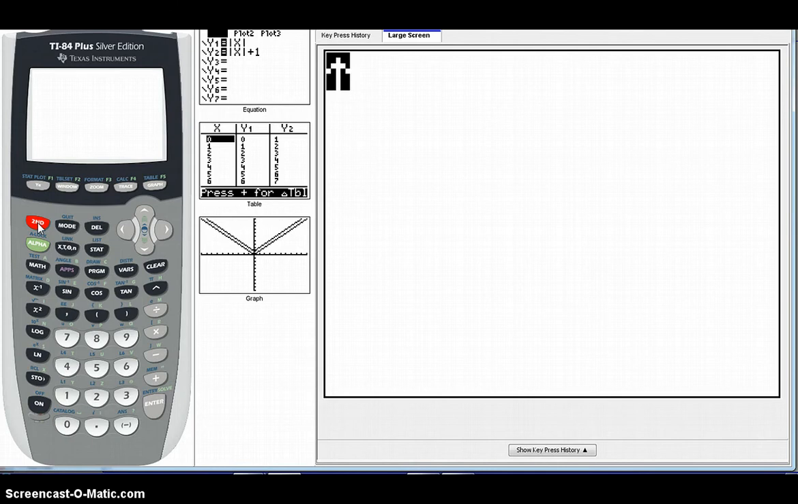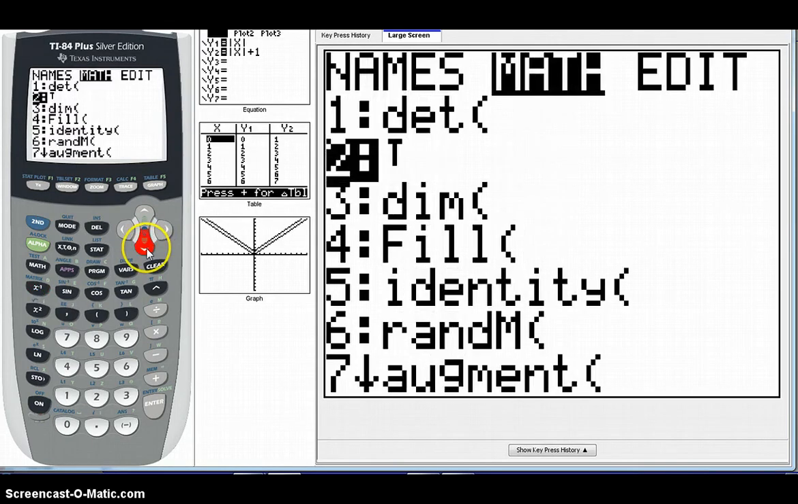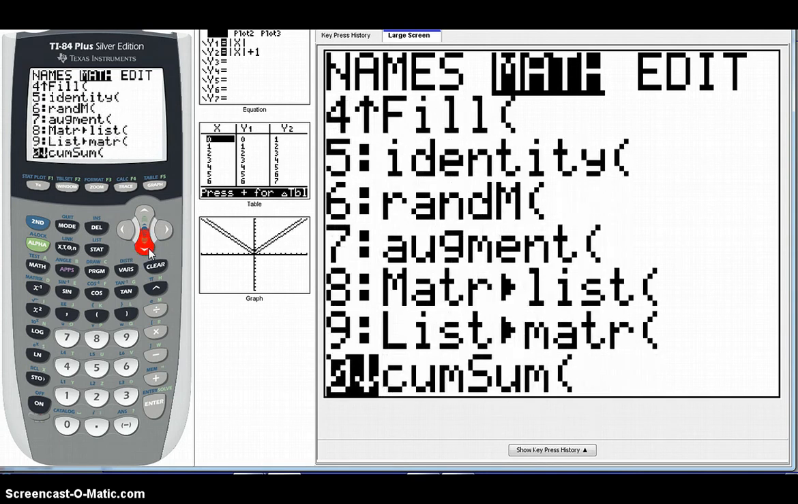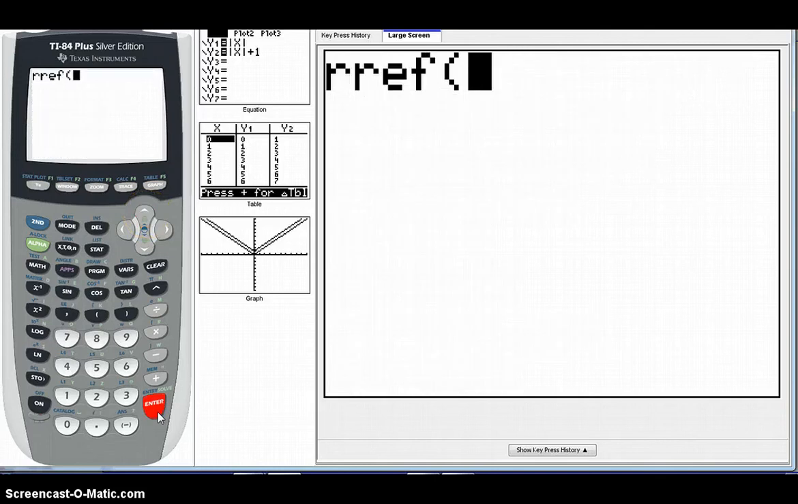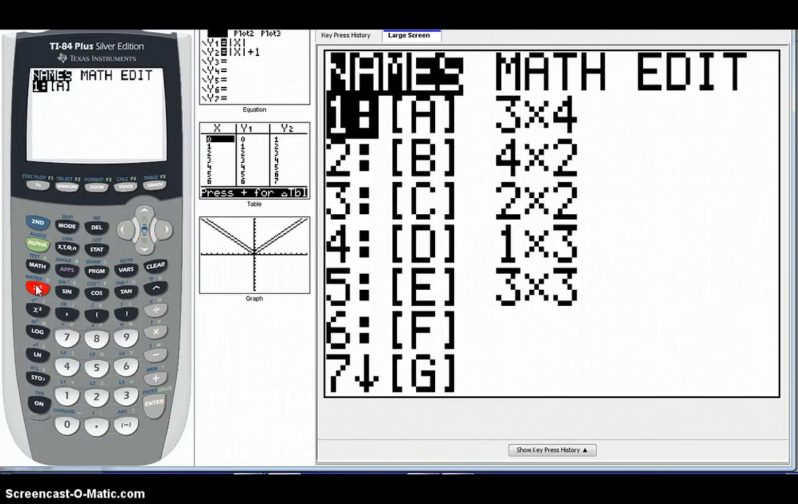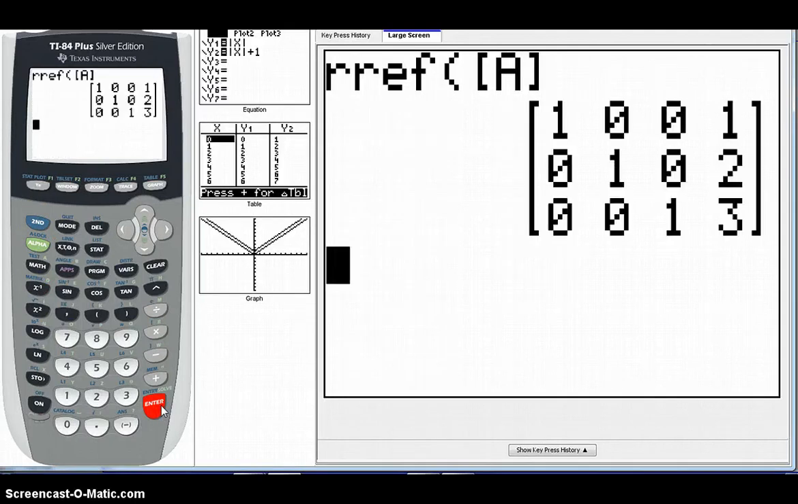Now we want to go over to, or down, I'm sorry, math, down to RREF. Press enter on that one, and then we want to recall the matrix that we selected, which was matrix A. So go back into matrix, and it's under matrix A. And it will tell us our answers, which is going to tell us that A is 1, B is 2, C is 3.